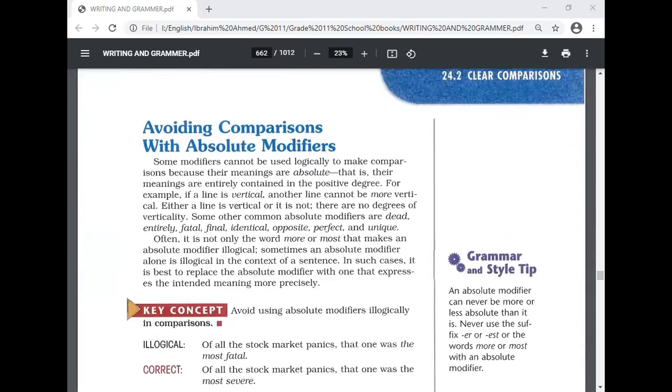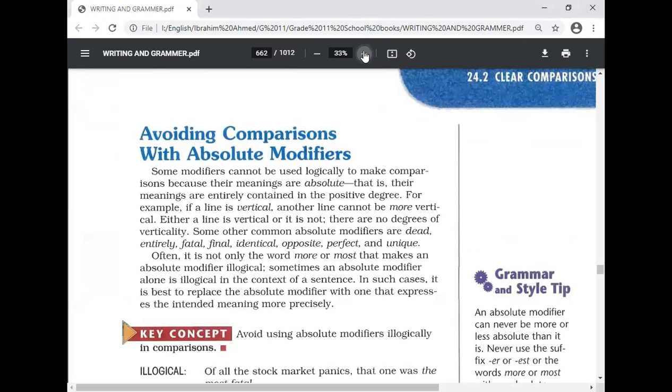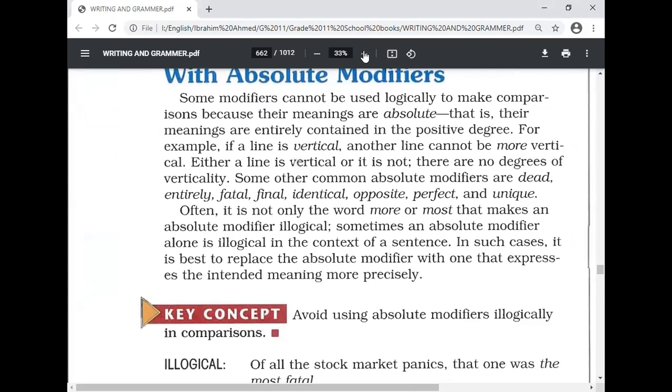Avoiding comparisons with absolute modifiers. Some modifiers cannot be used logically to make comparison because their meaning is absolute, perfect. That is, their meanings are entirely contained in the positive degree. For example, if a line is vertical, another line cannot be more vertical because it's 100% vertical. Either a line is vertical or it is not. There are no degrees of verticality. Vertical, that's it, 90 degrees, okay?